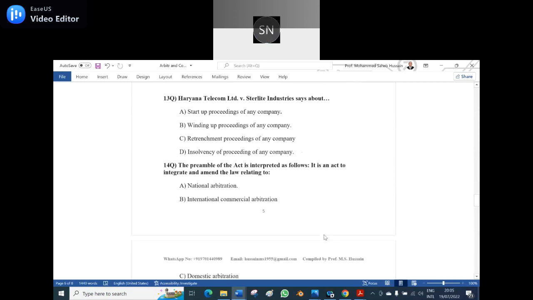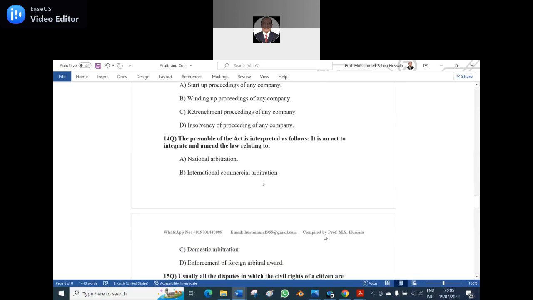The 14th question. The preamble of the act reads as follows: it is an act to consolidate and amend the law relating to dash. A. National arbitration. B. International commercial arbitration. C. Domestic arbitration. D. Enforcement of the foreign arbitral award.